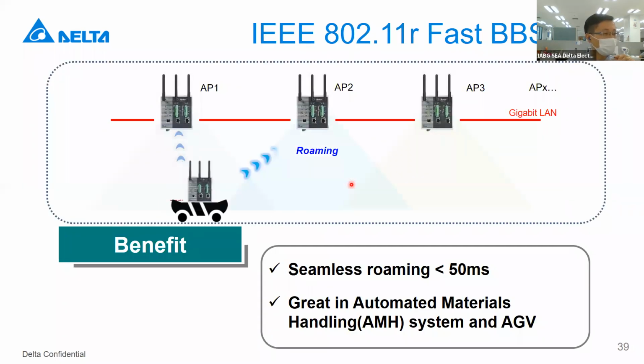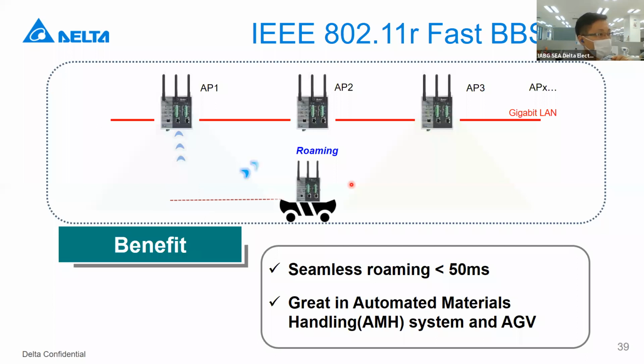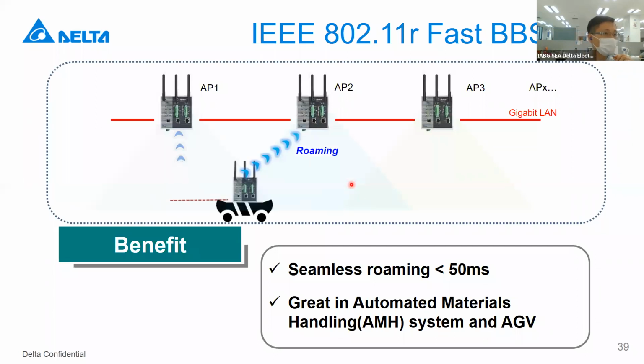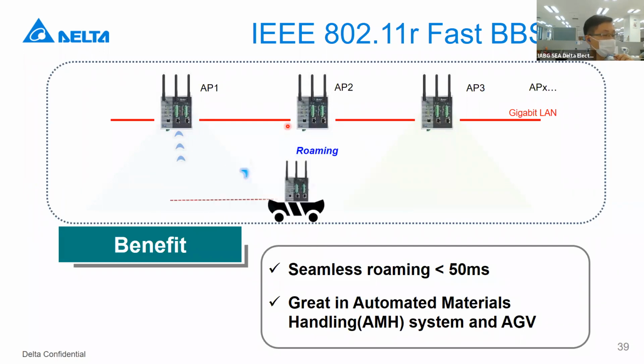And this is what I was talking about, the roaming. Here there are animations. You can see if you move from A to B, you will change the connection from A to B. And the switching time is less than 50 microseconds.